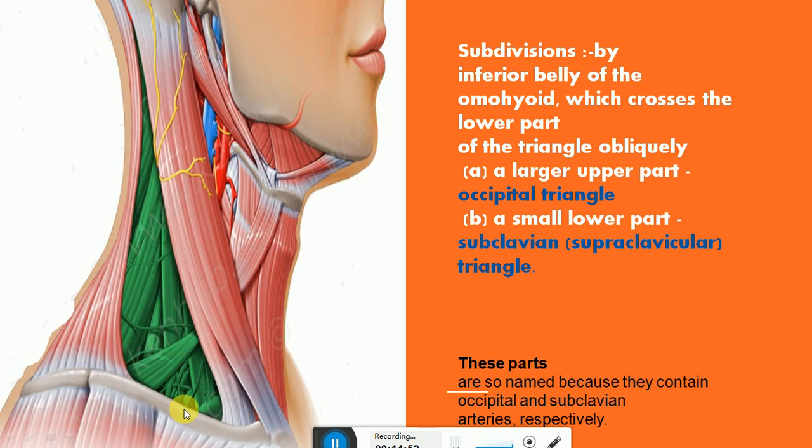Supra means above this clavicle. That is why it is called the supraclavicular triangle. It has another name also. We call it the subclavian triangle.